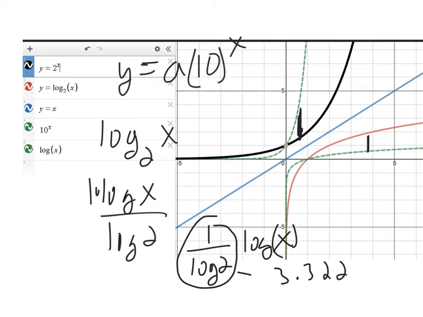3.322 if I round. So with that said, when you have to write a log function, a function that represents a graph that's a log graph, I would prefer that you leave it as 1 over log 2 rather than writing the 3.32. Okay, it's a more exact answer. It'll work better for you.